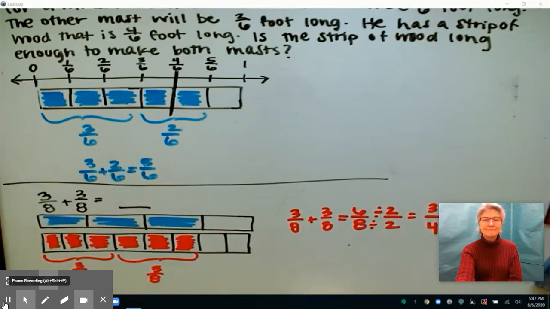So today we used fraction tiles and bar models to add equal-sized parts of a whole, meaning fractions with like denominators.